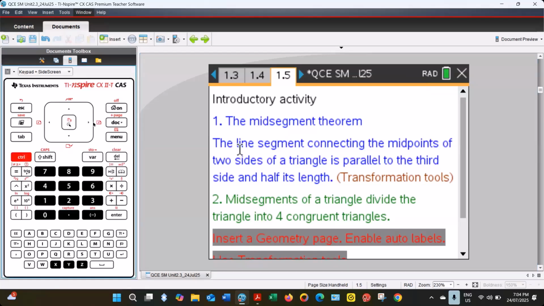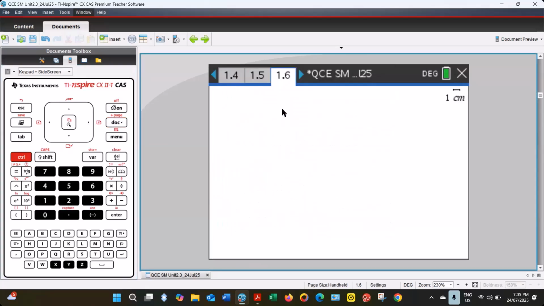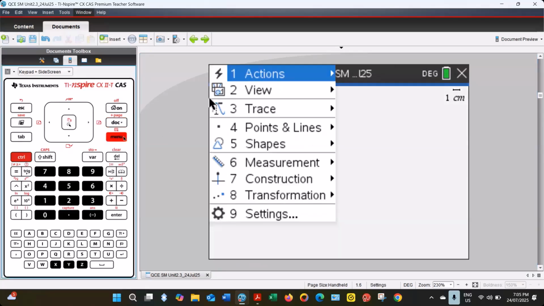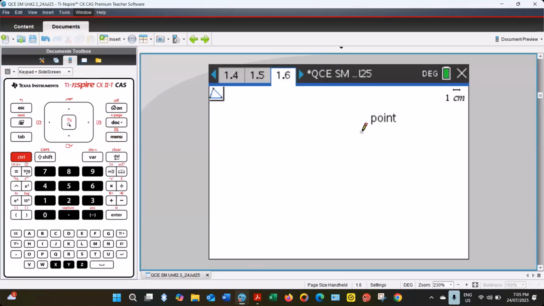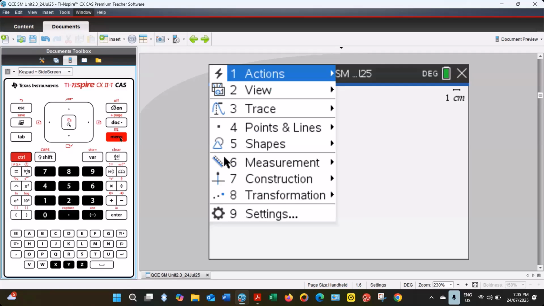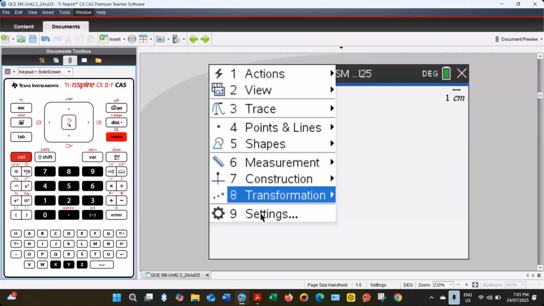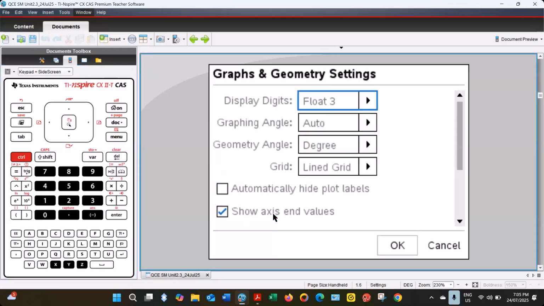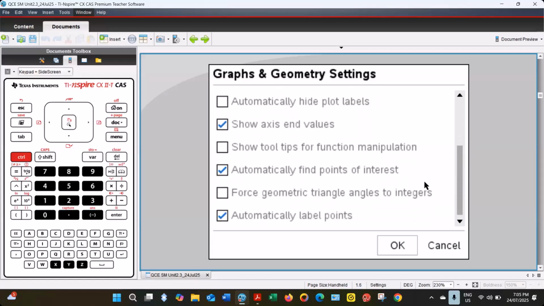What I'm going to do is add a geometry page, and draw an arbitrary triangle. So it's menu, shapes, triangle. What I should have said before that, I'll just escape out of there, is that when you start using the geometry application, it's worth going to menu, settings, and having a look at the graphs and geometry settings. These are different from the general document settings. You can set things like the number of display digits on the geometry page, whether you want angles in degrees or radians. And one of the ones I'm interested in for these constructions is automatically label points. So if I draw a triangle, it will automatically label the points A, B, C, and so on.